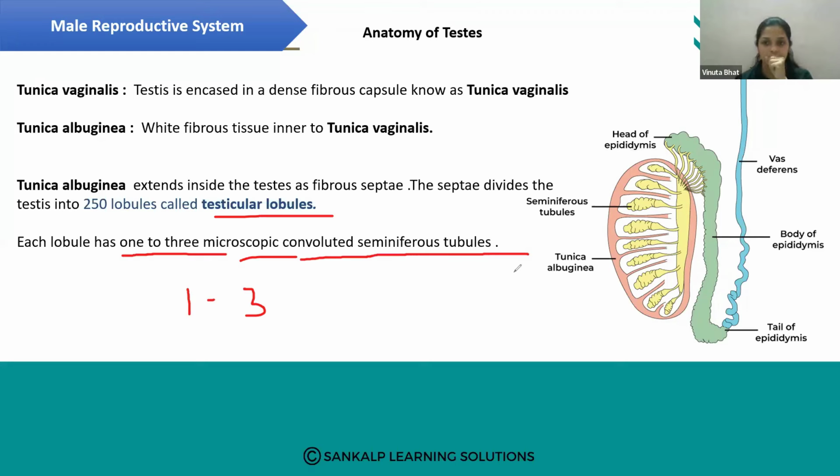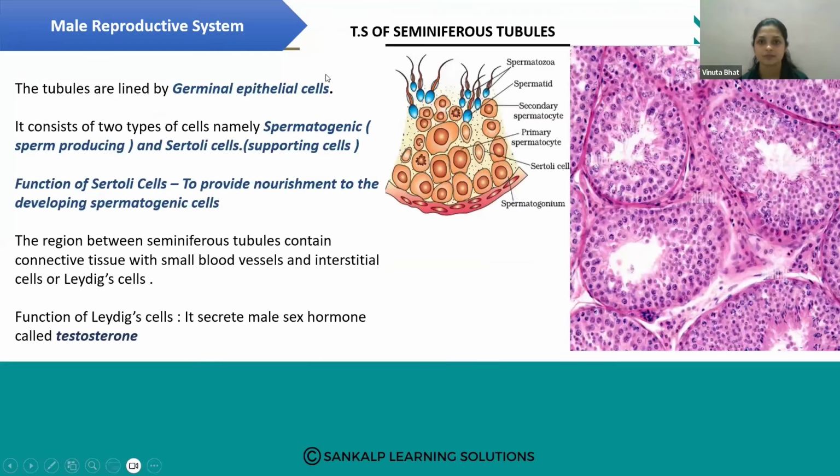So that is the structure of the male testes. Here let us see the structure of the seminiferous tubules. If you see the structure, these are the seminiferous tubules.